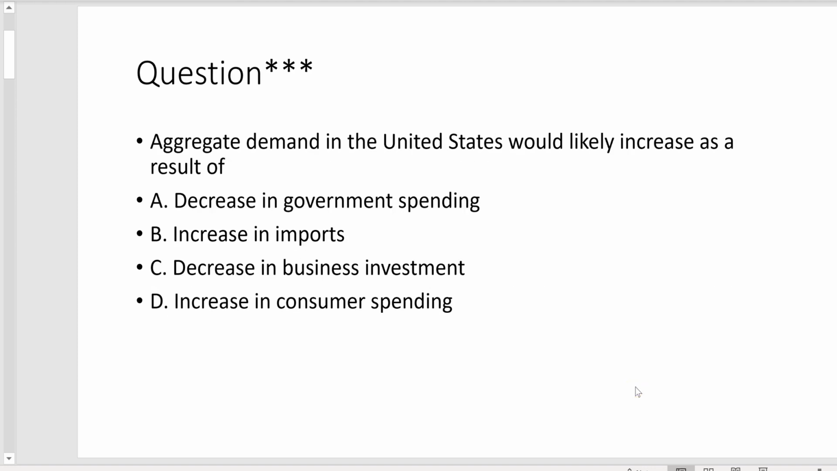So let's try this. Aggregate demand in the United States would likely increase as a result of, A says a decrease in government spending. No, if the government spent less, aggregate demand would actually decrease. B says an increase in imports would likely increase aggregate demand. No, increase in exports would increase aggregate demand. Decrease in business investment? No. Aggregate demand would likely decrease as a result of a decrease in business investment. So it's got to be D. An increase in consumer spending. Aggregate demand in the U.S. would likely increase as a result of an increase in consumer spending. D is the answer.